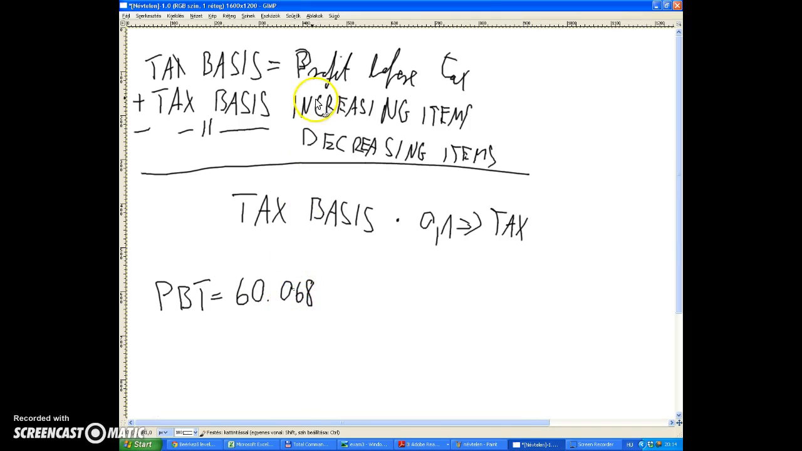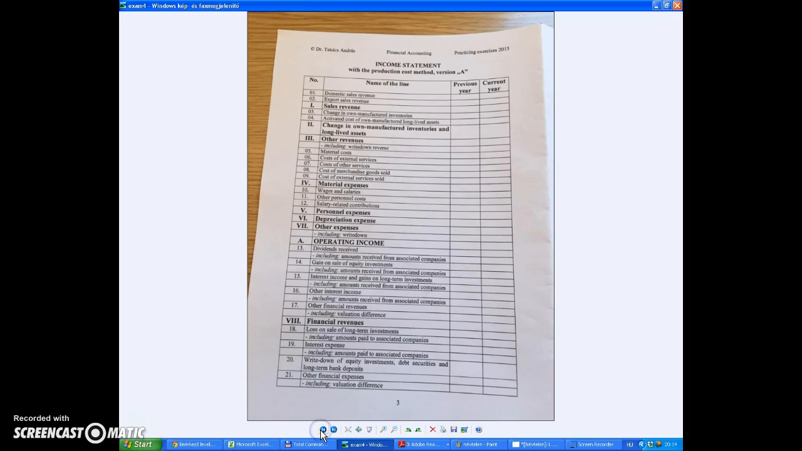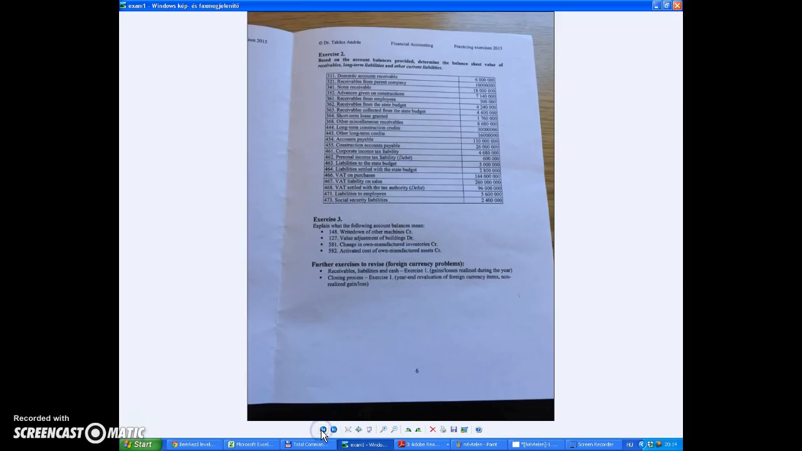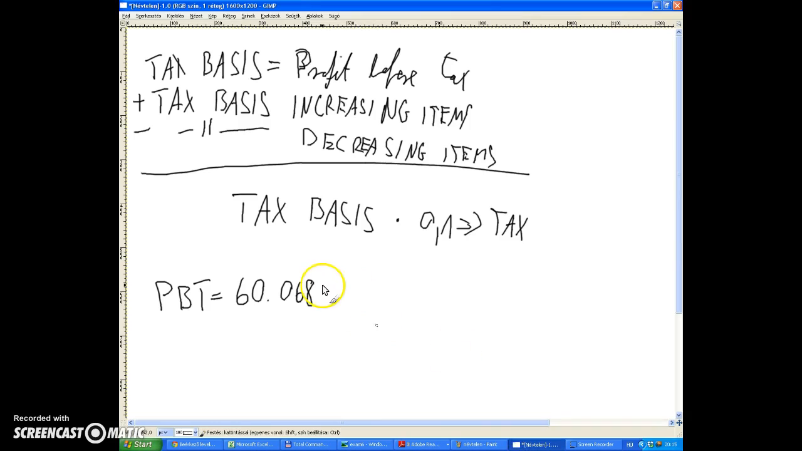Okay, and the tax basis increasing items. Well, first of all, all write-downs and write-down reverses are tax basis correcting items, so we have to check for write-downs, and we'll find some write-downs. Here is write-down of assets, included the 555,000 forints. So we should first increase this profit before tax by this amount.